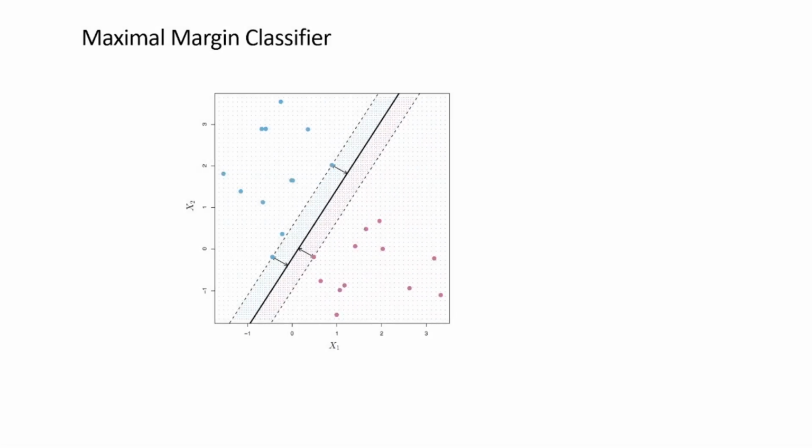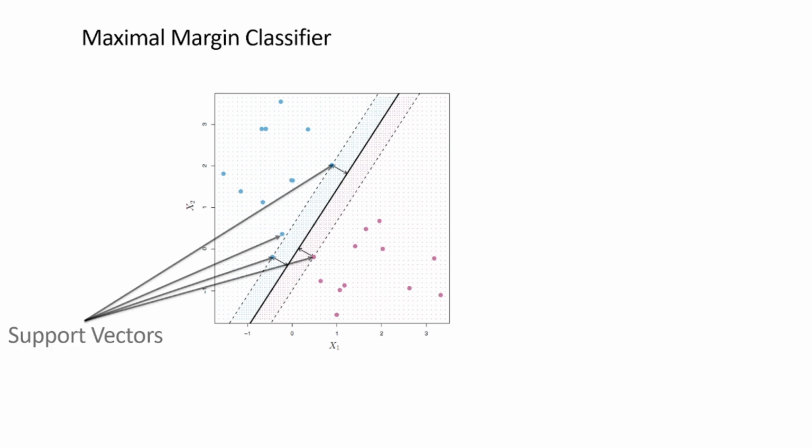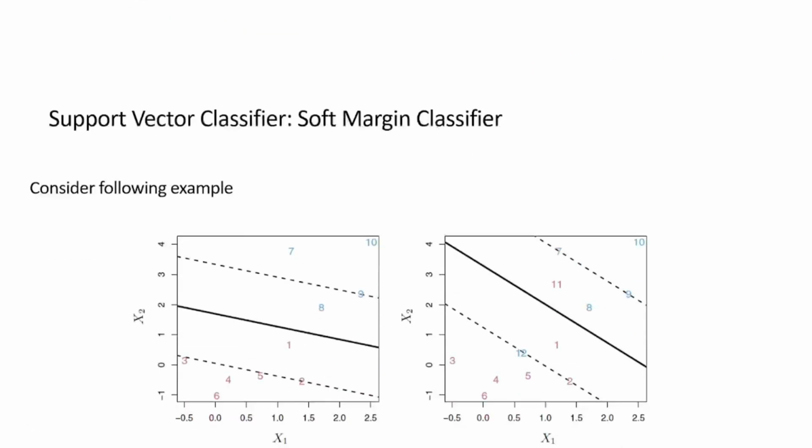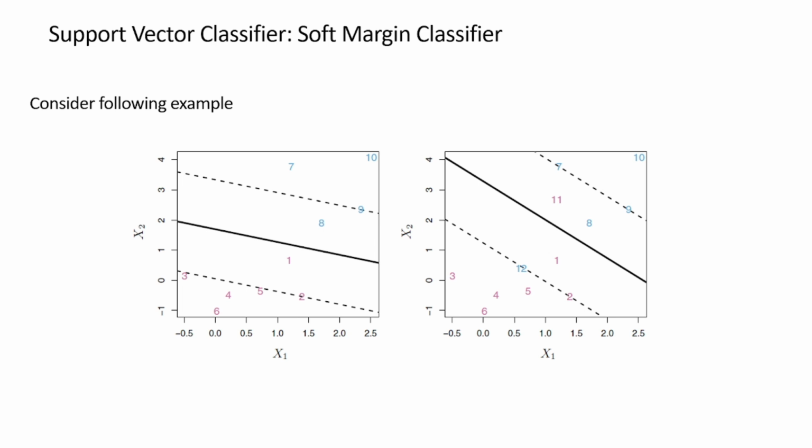So, what's the maximal margin classifier? It's a hyperplane that maximizes the distance, or margin, between itself and the nearest data points from either class. Points on the margin, or close to the margin, are called support vectors. Why does this matter? A larger margin generally means better generalization to unseen data. However, if your data isn't perfectly separable, you can't use the maximal margin classifier. That's where we turn to the support vector classifier, also known as the soft margin classifier. Instead of trying to perfectly separate the data, this method allows some points to violate the margin.